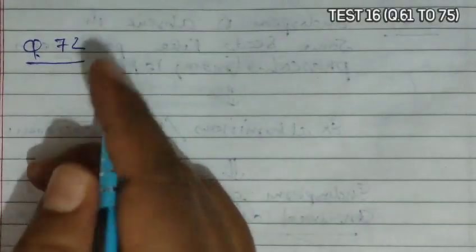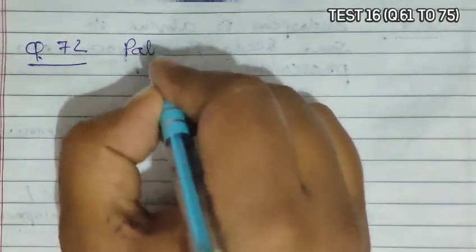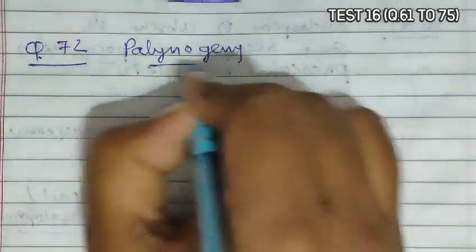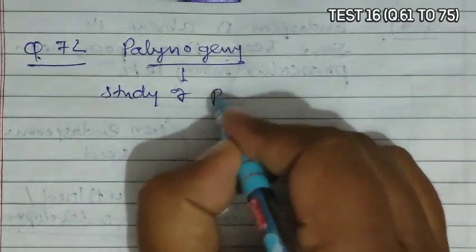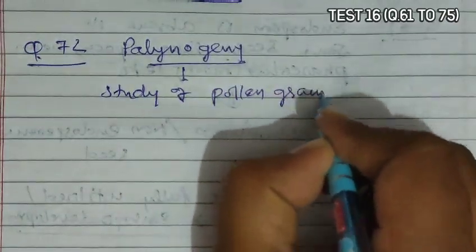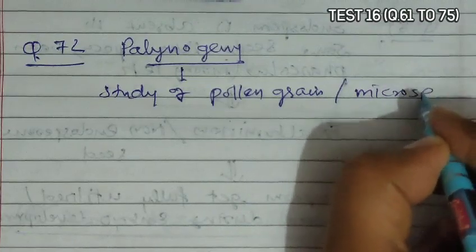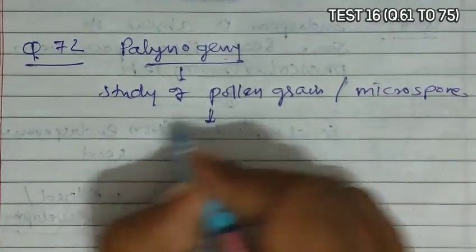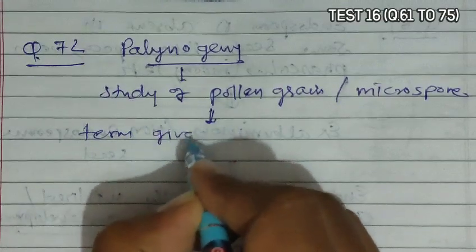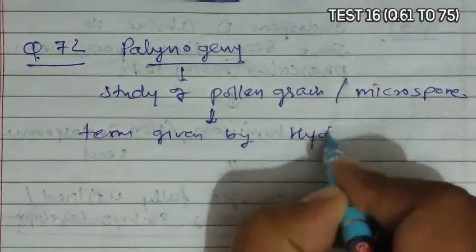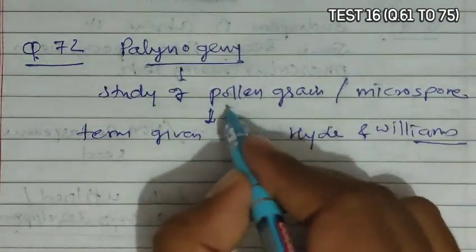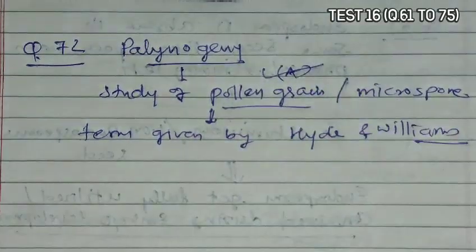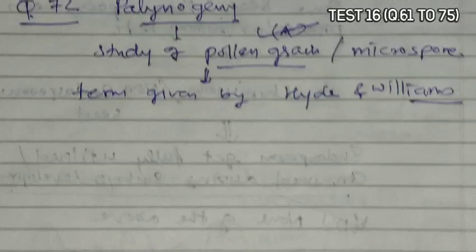Next is question 72. Question 72 asks that palynology deals with study of pollen grain or microspore, and this term was given by Hyde and Williams. So option A, pollen grain, is the correct answer, which are studied under palynology.